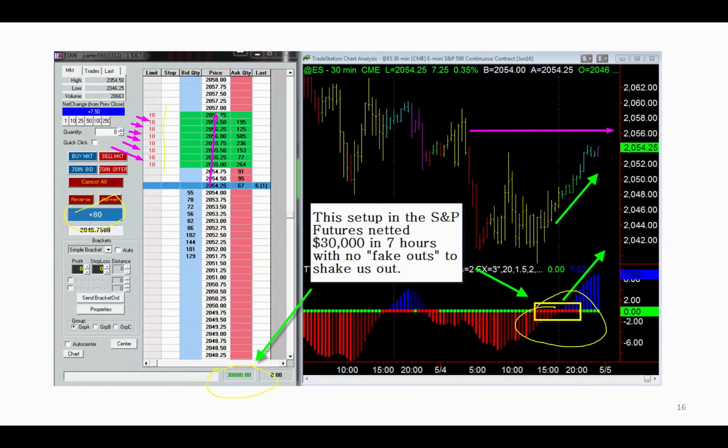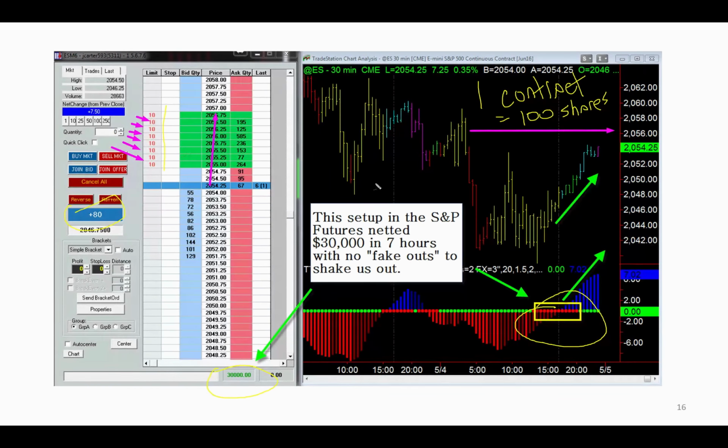Okay. So what is a contract? Good question. If you're brand new to trading futures, one contract in options equals 100 shares of stock, whereas one contract in futures literally equals just one futures contract. So it's a little different.